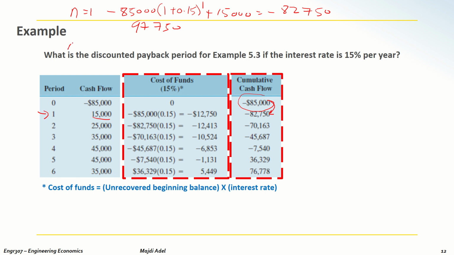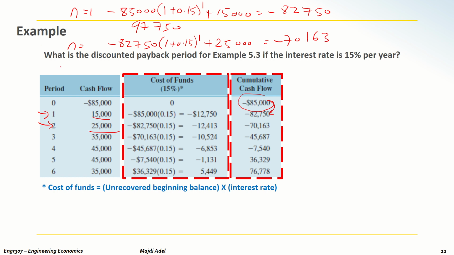At the end of the second year, the debt is minus $82,750, but it is going to have interest of 15% for 1 year. So its value is going to be minus $82,750 multiplied by 1 plus 0.15 to the power 1. But at the end of the second year, I have received $25,000, so it's going to be plus $25,000, which equals minus $70,163.